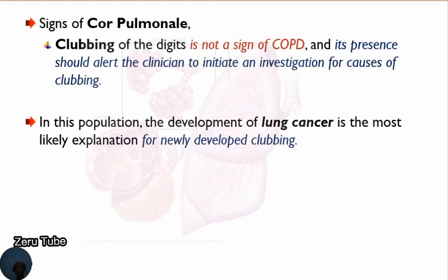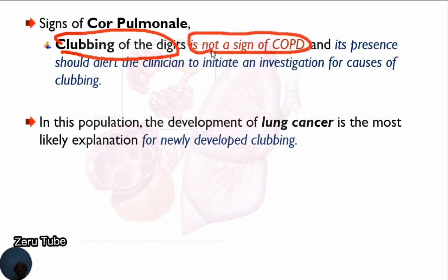So the sign of cor pulmonale is a complication of COPD. The patient can have clubbing of the digit. Clubbing of the digit is not a sign of COPD. Don't forget that. If you get clubbing, you do not expect that patient to have COPD.